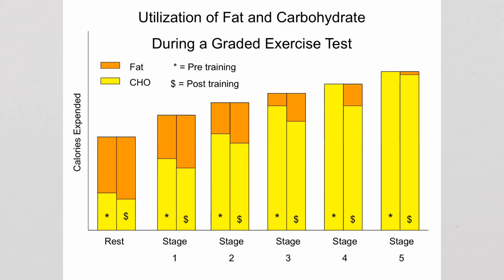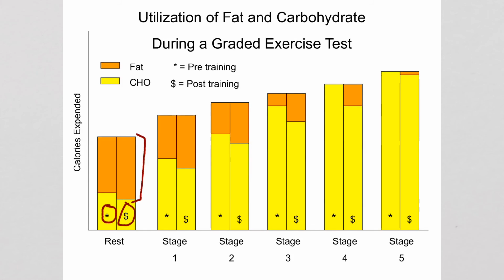So this is a graph that tries to display this a little bit more. We have pre-training with the asterisk, and post-training with the dollar sign. At rest, you see we're using a little bit more carbohydrate and fat, mostly fat. But after training, we're using more fat at rest.